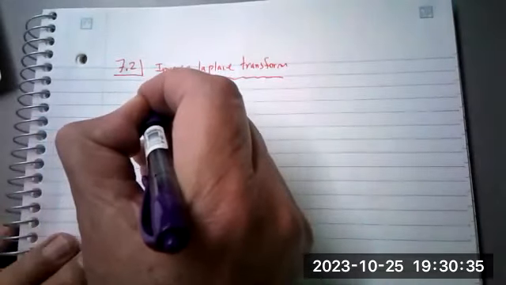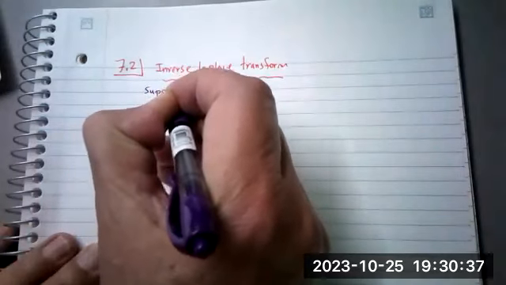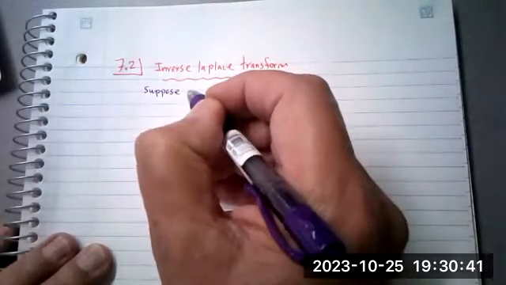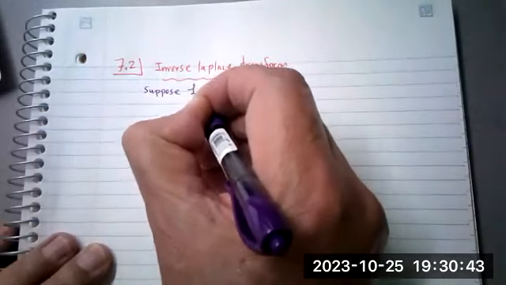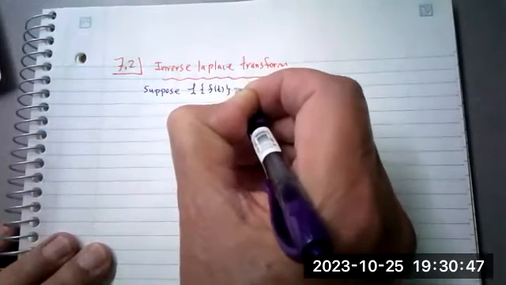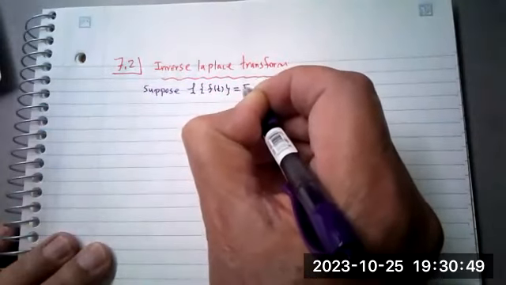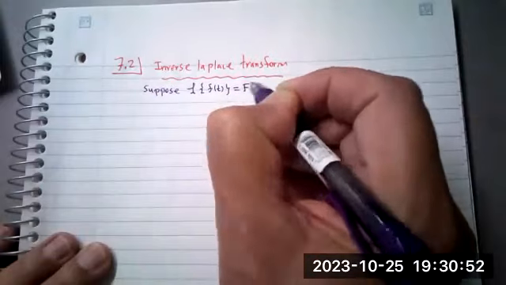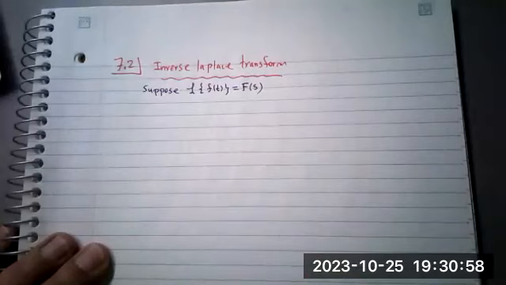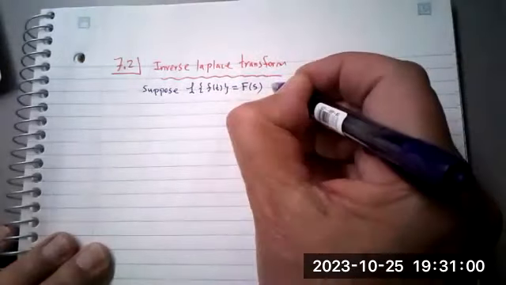This is it. Suppose the Laplace transform of a function is given to you. Suppose the Laplace of f of t is equal to a function of s. So suppose L of f of t is equal to F of s, is given.